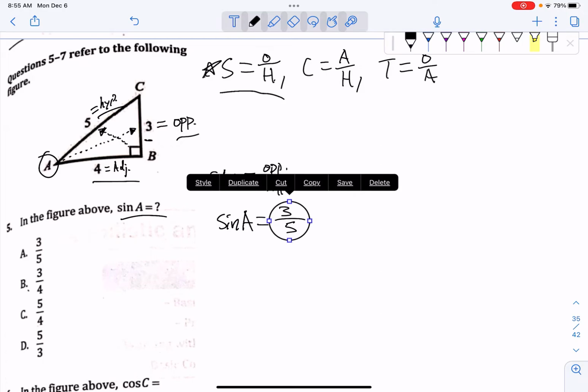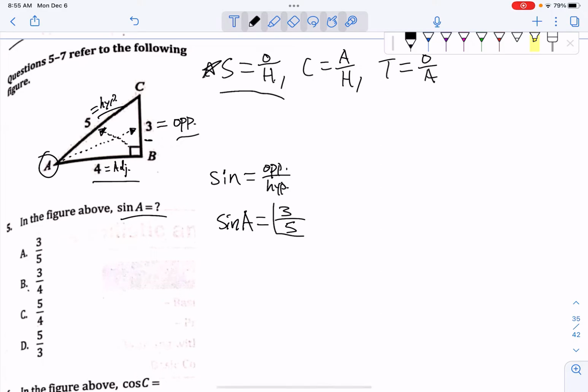Wanted a square. We'll do it. Boom. There you go. Ta-da. All right, 3 over 5, A. All right, so now we have that one.